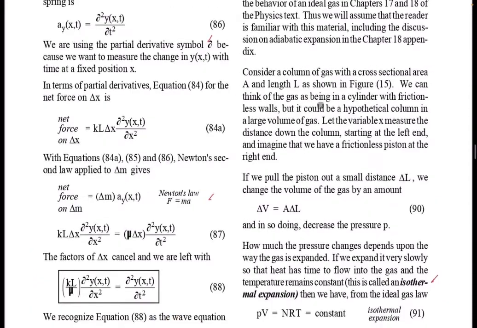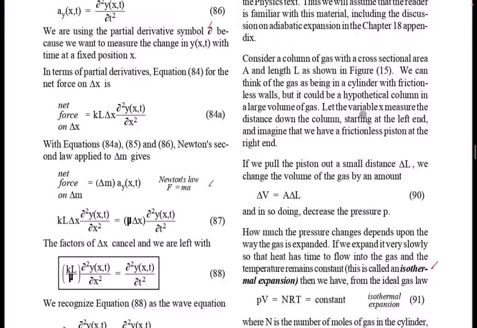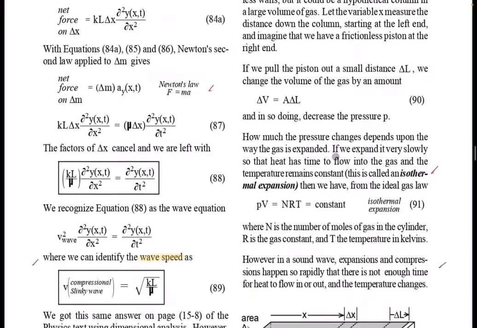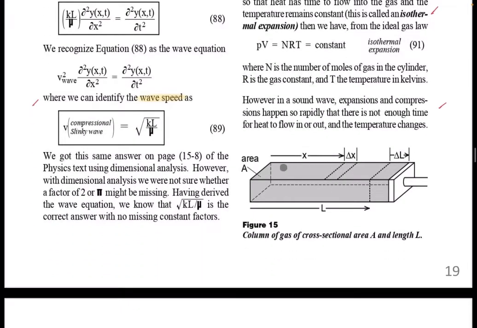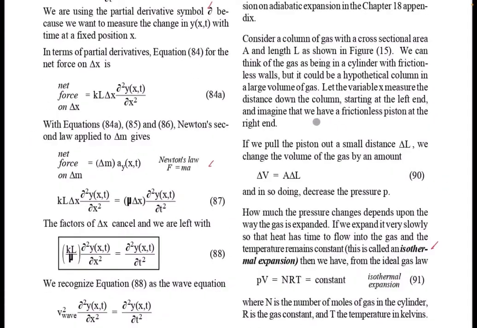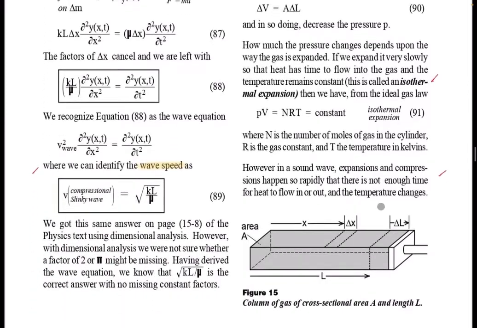So we can think of a gas as being in a cylinder with frictionless walls. So let the variable x measure the distance down the column. Yan, ito yon, variable x. Starting at the left end, and imagine that we have a frictionless piston at the right end. Okay?